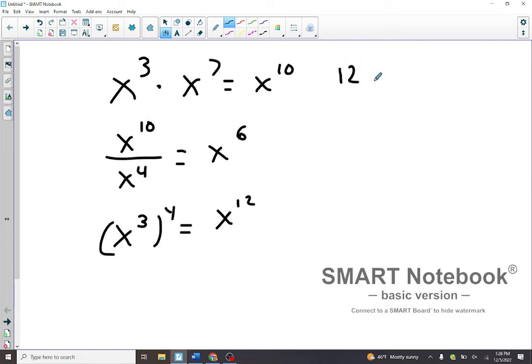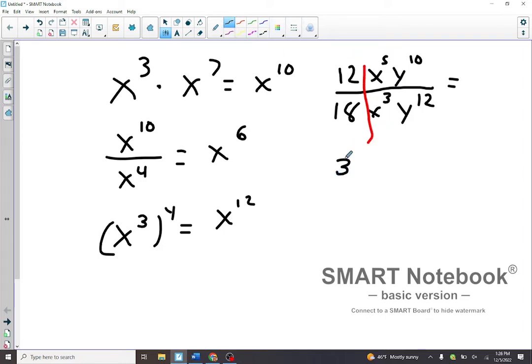So, let's say you had 12 x to the 5th y to the 10th, over 18 x to the 3rd y to the 12th. What we're going to do is do each part individually. So 12 and 18 is its own section, so that reduces to 2 over 3. Then x to the 5th divided by x to the 3rd, that's subtraction. So 5 minus 3 is x to the 2nd. And then it's y^10 minus y^12. That's y to the negative 2.